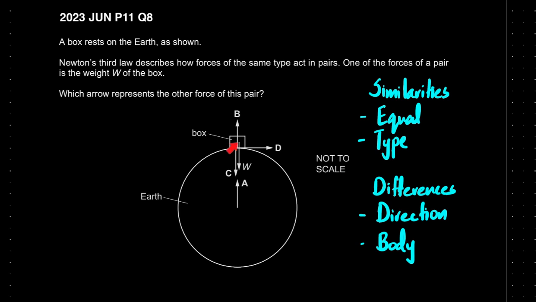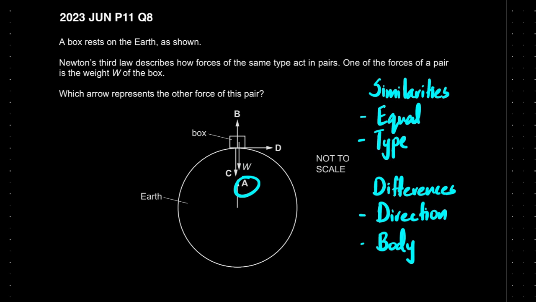So if this force W is what the earth exerts on the box downwards, the other force must be what the box exerts on the earth but upwards. Hence, the answer is A.